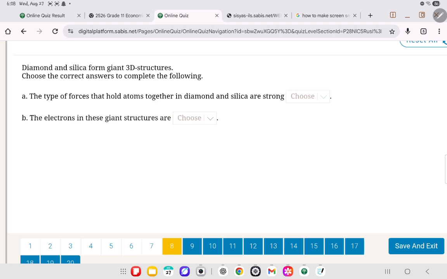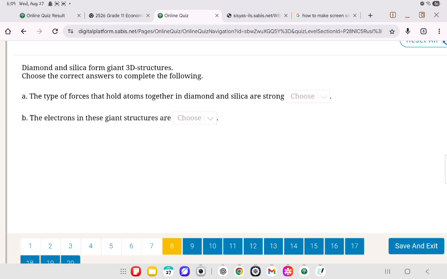Diamond and silica form giant 3D structures. Choose the correct answer to complete the following. Now, of course, diamond and silica both have a similar structure. What is made of carbon? Diamond is made of carbon. Silica is made of Si and O2. What's Si again? Let me just check. It's made of silicon and oxygen, right? So diamond is made of carbon and silica is made of silicon and oxygen.